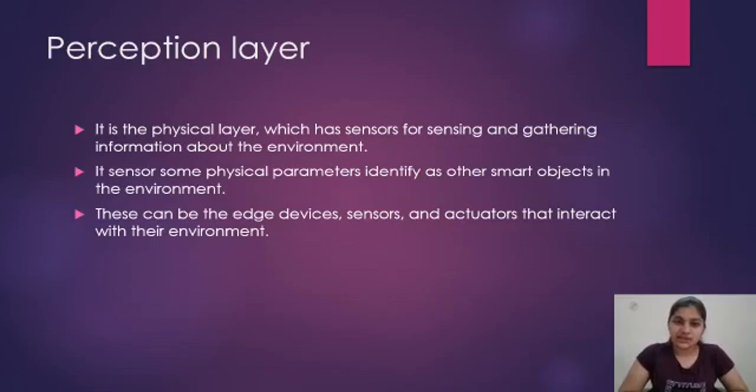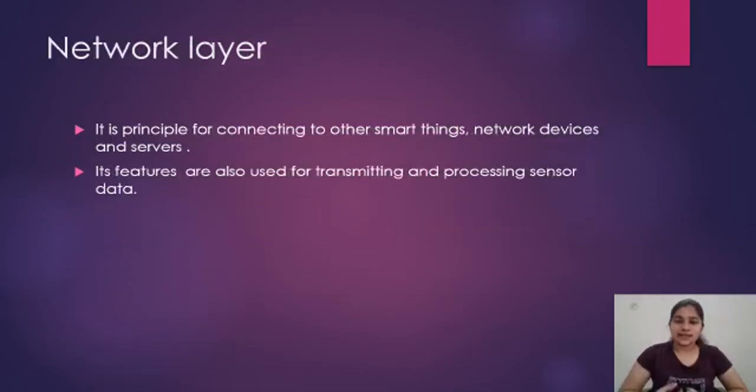First layer is the perception layer. The perception layer is the physical layer which has sensors for sensing and gathering information about the environment. It senses some physical parameters and identifies other smart objects in the environment. Like if we need to sense speed, we use an accelerometer. Second layer is the network layer. From the perception layer, data is collected. Then it needs to be transmitted and processed. So the network layer connects the devices to the smart objects, servers and clouds.